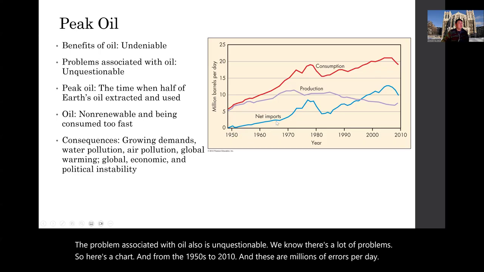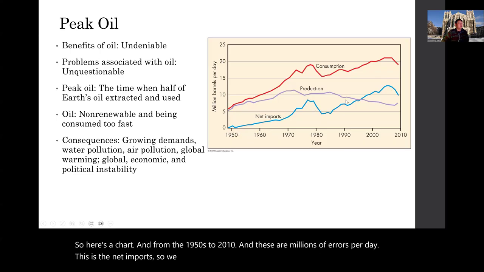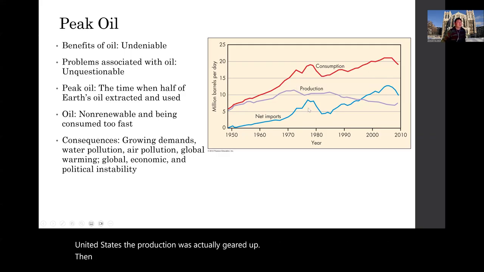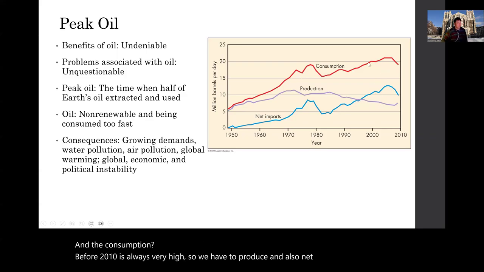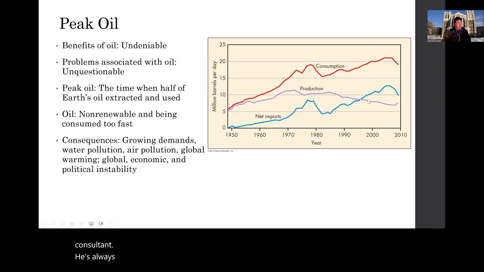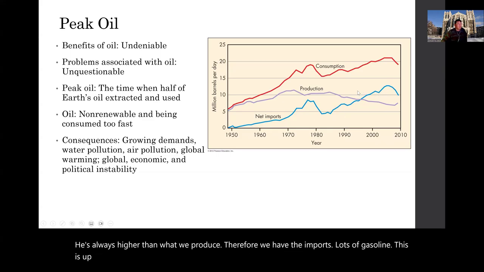This is the net imports. So we import lots of oil from all over the world. And then also in the United States, the production was actually gearing up. Then the consumption before 2010 is always very high. So we have to produce, and also import, to meet our consumption. So consumption is always higher than what we produce. Therefore, we have to import lots of gasoline. This is up to 2010. Later on, I'll show you some new data.